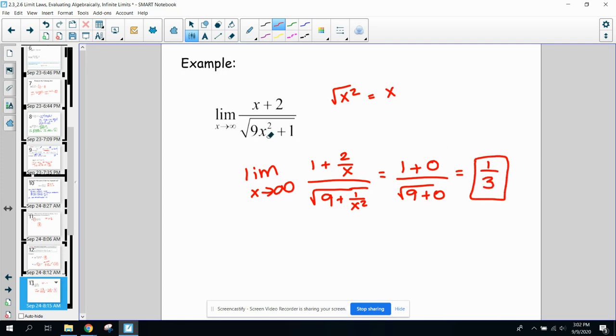Okay, so even when we have square roots, we just want to do the same thing and think about what's our highest exponent in the denominator and divide it everywhere. But if it's a square root, just pay attention to the square root. So on the top, you can simplify it and use x because the square root of x squared is x. On the bottom, keep it in the square root since the bottom is already in the square root.